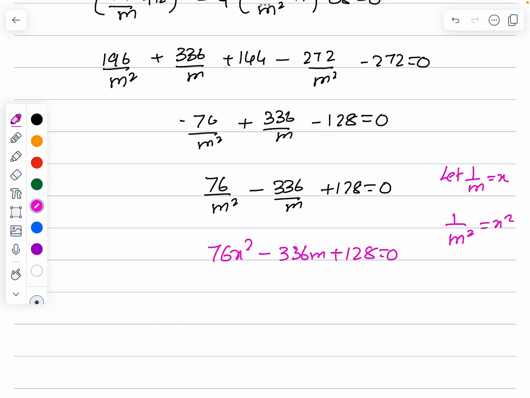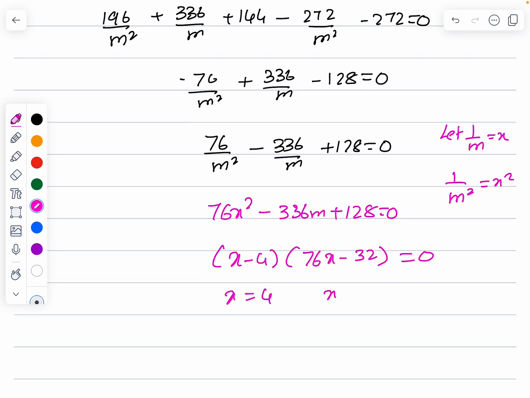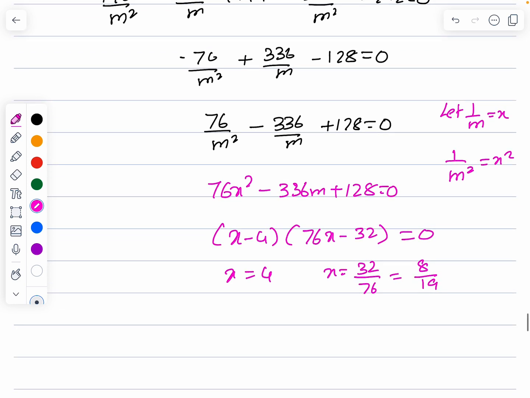Then I will be factorizing it out. Directly I am writing x minus 4 times 76x minus 32 equals to 0. So x equals to 4, x equals to 32 upon 76, which is 8 upon 19. So two values of x I got it out. What are the values of x? 1 upon m. 1 upon m equals to 4, 1 upon m equals to 8 upon 19. So m equals to 1 upon 4, m equals to 19 upon 8.